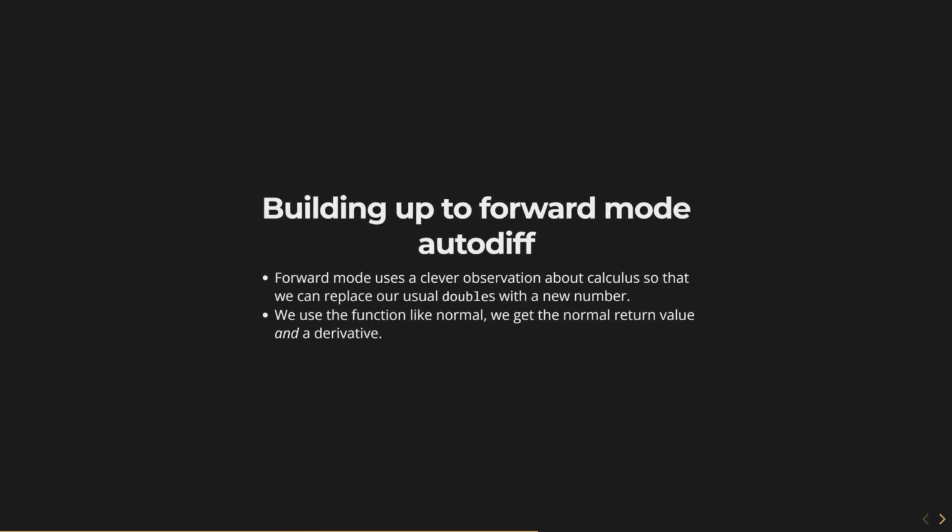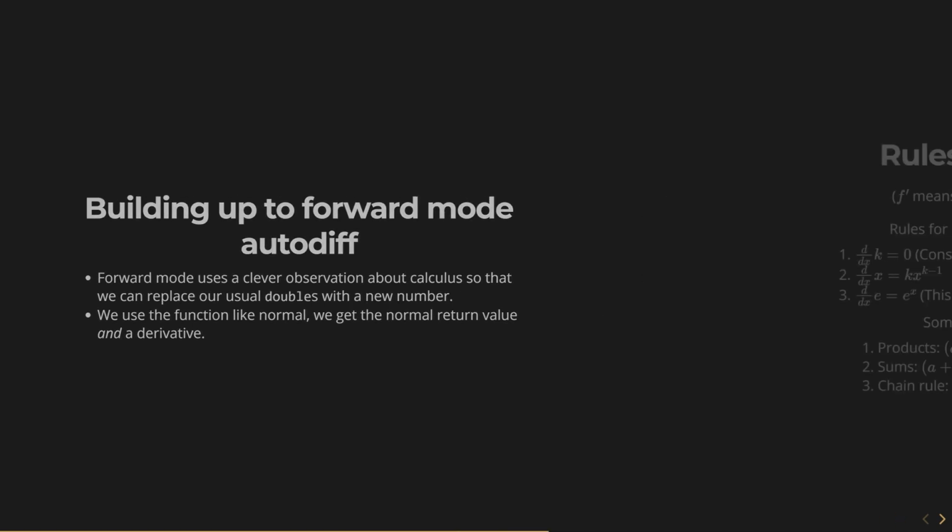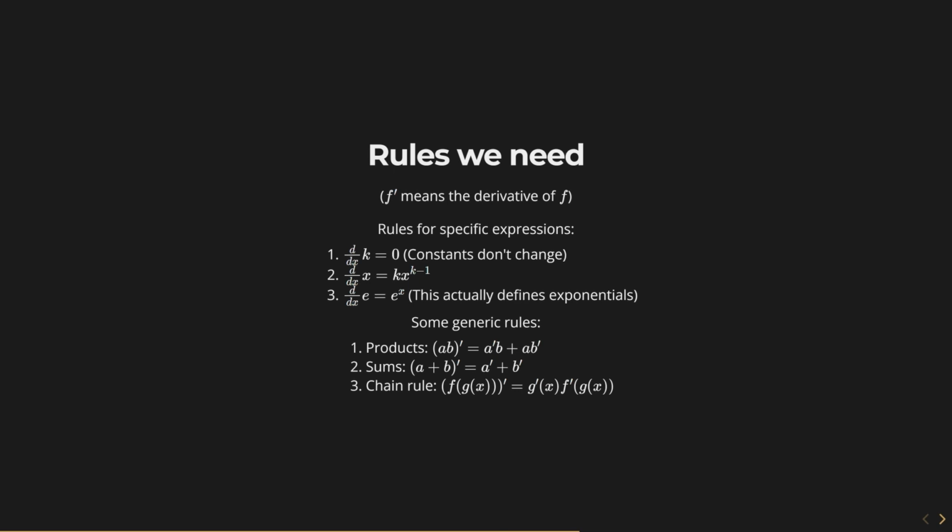So forward mode automatic differentiation basically uses a clever observation about the rules of calculus, the rules of calculating gradients, so that we can replace our usual doubles with effectively a new type of number. And then when we use the function like normal with that new derivative, because of the magic of operator overloading, we can get the normal return value and the derivative.